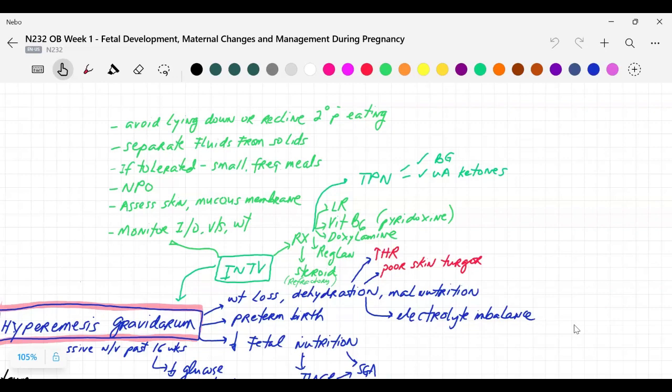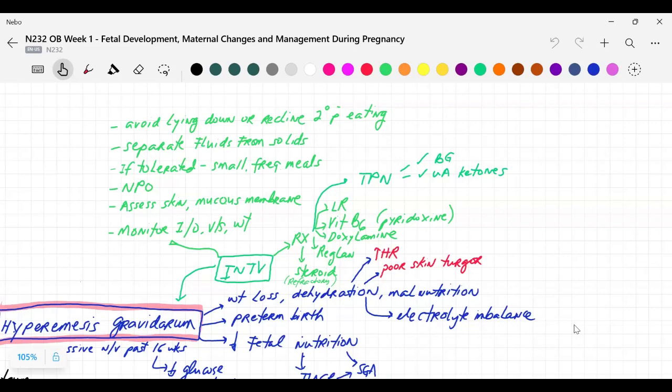Okay. We're assessing the mucous membranes for dehydration, we're assessing the skin for tenting, we're monitoring the eyes and nose, we're monitoring the vital signs for increased heart rate and low blood pressure, and we're monitoring the weight for weight loss, right, because of loss of fluid.